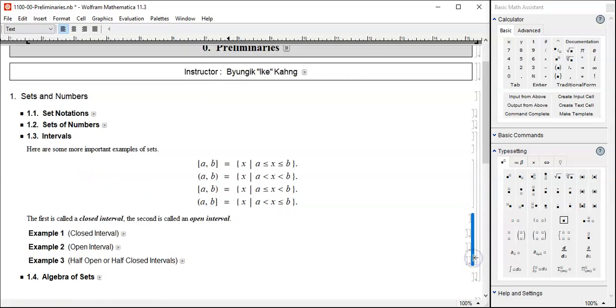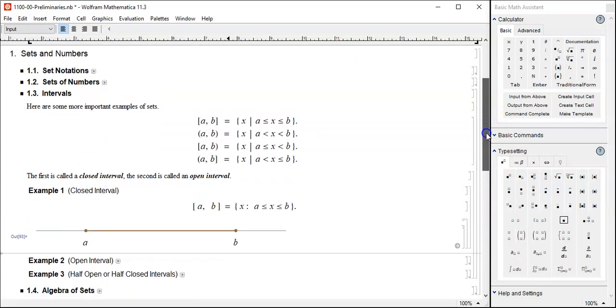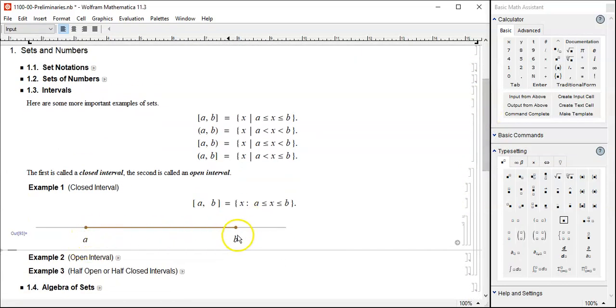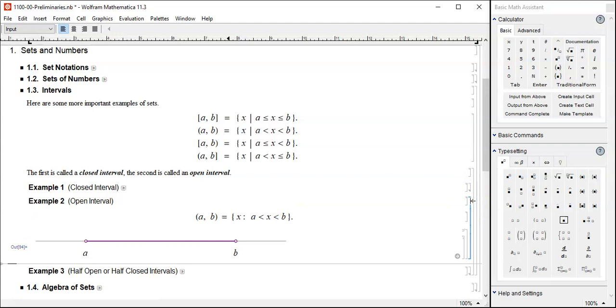By the way, here are some visualizations of these. Closed interval: everything in between, including the point A and point B. We have solid dots, so those are both part of the highlighting. Here's a visualization of an open interval. This time we have hollow dots. So A and B are just placeholders here. Themselves are not part of the highlighting. It's white.